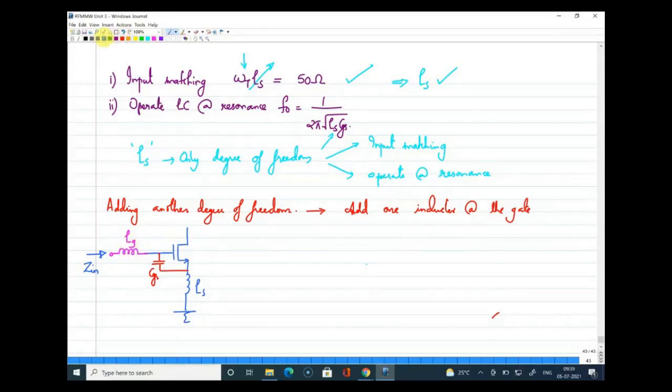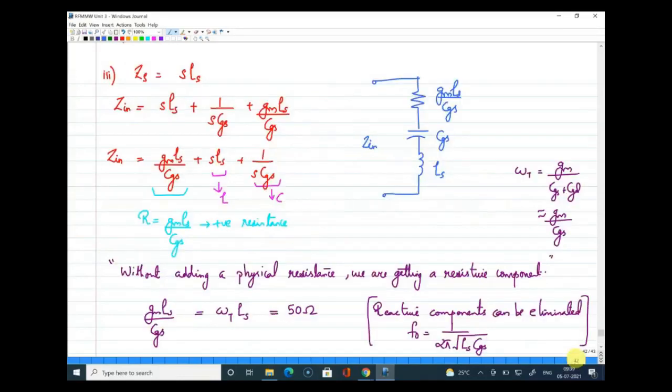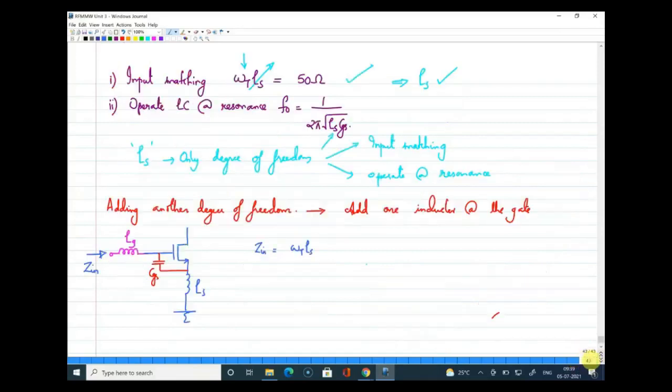Why? Because previously we wrote the input impedance as some value. What is the input impedance value? We had it as omega t into Ls, which is, I'll write from here, Gm into Ls by CGS, plus this component, right? So let me write it like this: Gm into Ls by CGS plus j omega into Ls plus 1 by j omega into CGS.